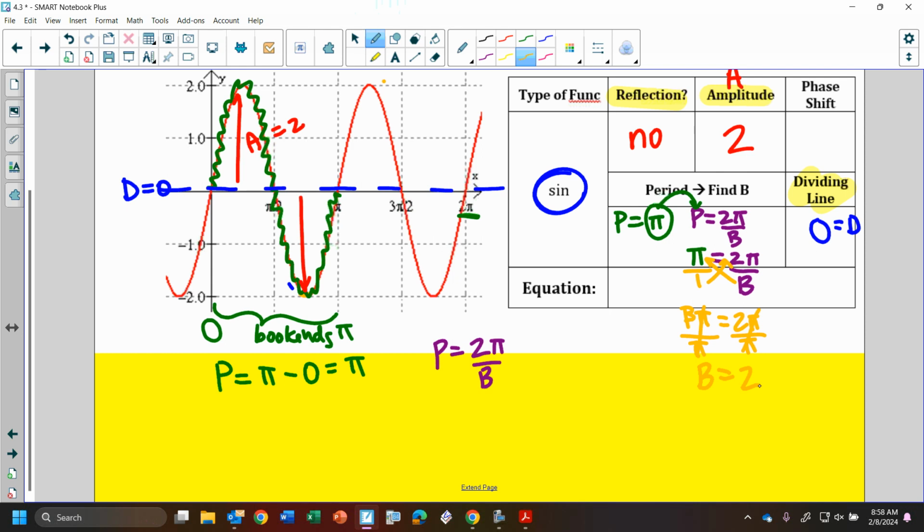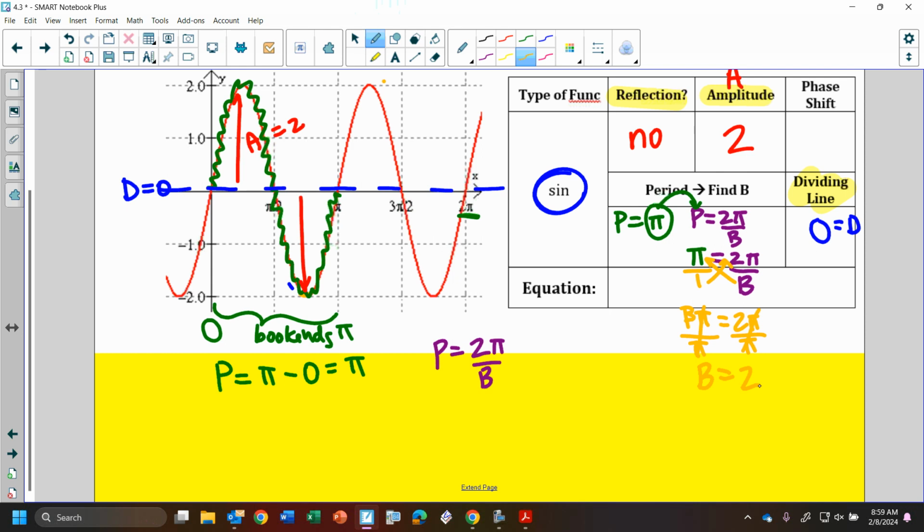Cool. All right, so we've got our b value. The last thing we need is our phase shift, our c. How do we know in a picture what the phase shift is? It's a big question. How do we know by looking at the picture where the phase shift is? Did it move left or right? It's all about that starting number, that starting bookend. Where does this bookend start? 0. At 0. Did it move left or right?